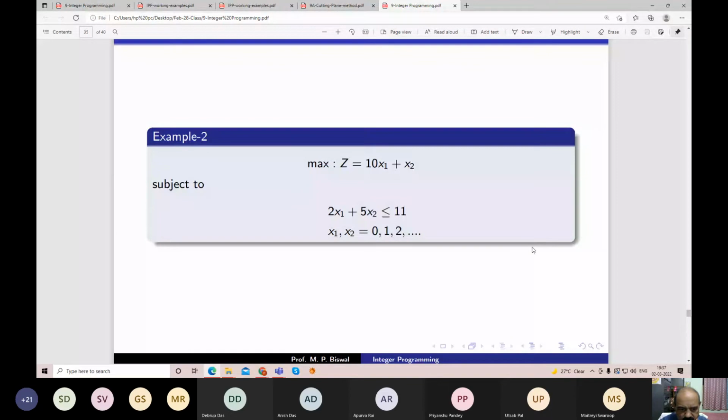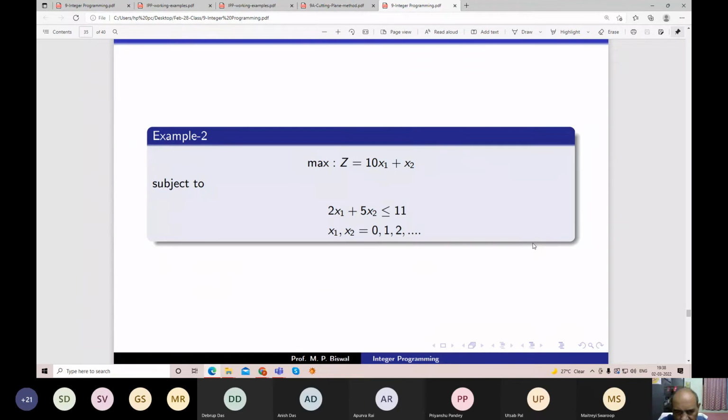Second example. I will request everybody, you should try the second example. Please write down the problem and do it yourself. I will explain what you are doing. And here you need not do the simplex. You just try with the graphical method.